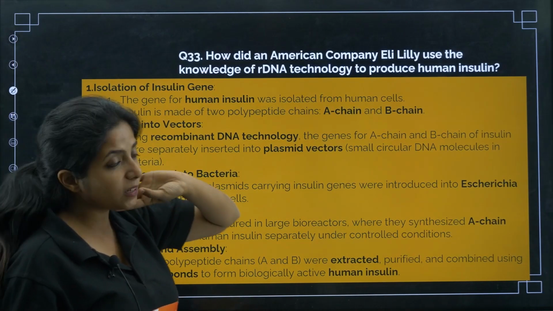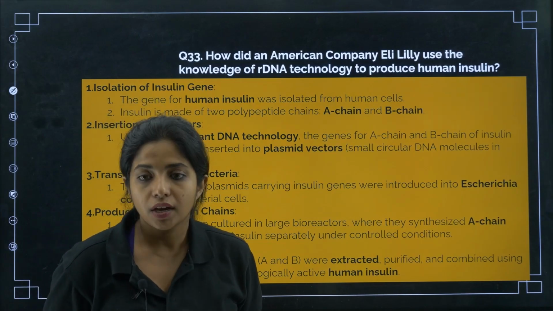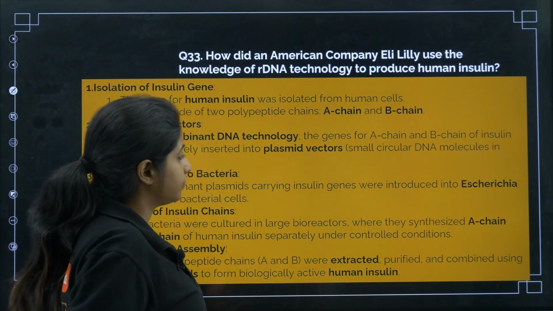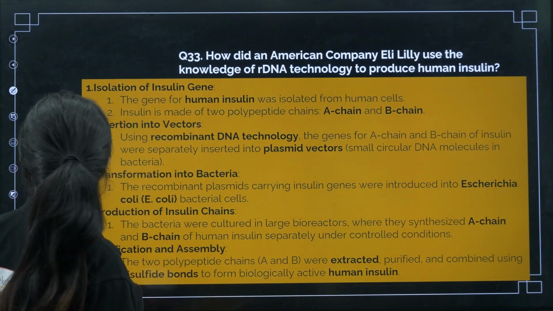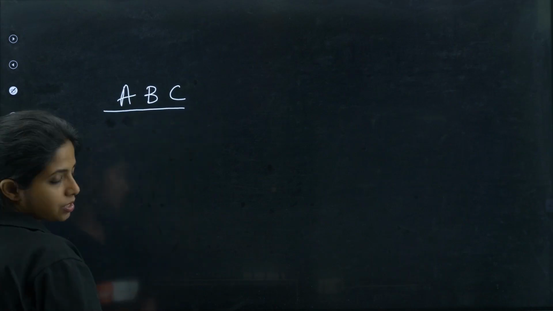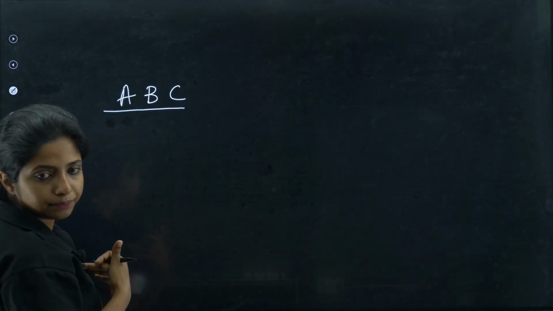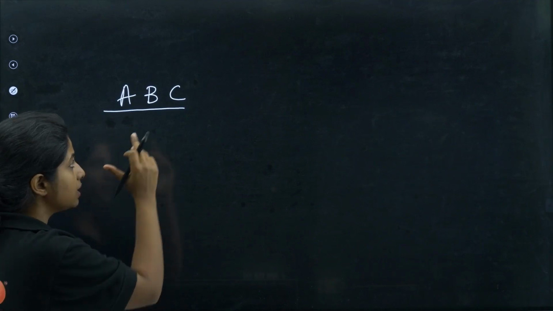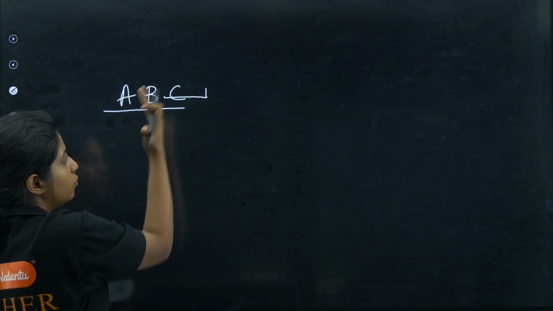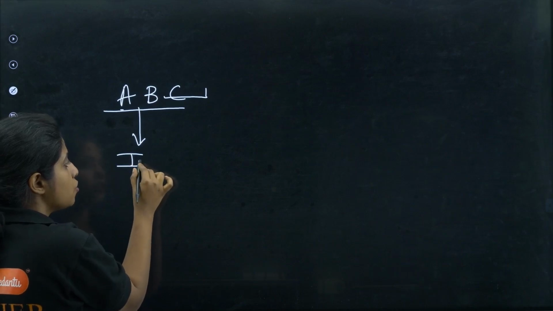Now, how did an American company, Eli Lilly, use the knowledge of rDNA technology to produce human insulin? I'll tell you the story. Are you ready for the story? So, in human insulin, my dear children, you have the proinsulin version, where you have A, B and C polypeptide chains. Now, the point is that in our body, when it is produced like this, the C peptide is removed. A and B are joined, and that's when you get the actual version of insulin.